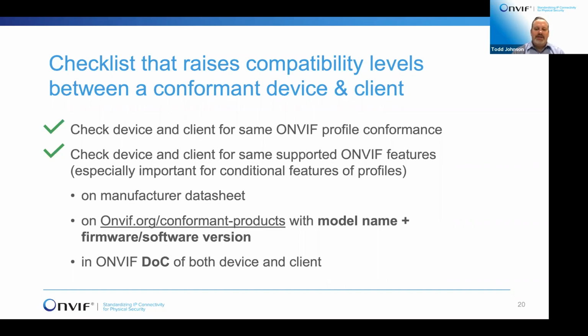Check the device and client for the same supported ONVIF features, especially if they're conditional. You can find that in the manufacturer data sheet. You can go to the Conformant product database and ensure that that model, paired with its firmware or software version, is conformant in the database. And then you can check the DOC, or Declaration of Conformance, like I showed before, to see if the conditional features are supported for both. You can find that all through the Conformance database.